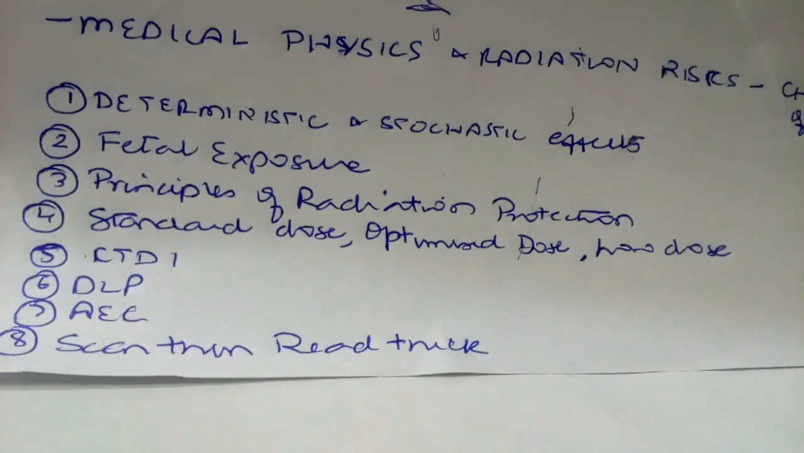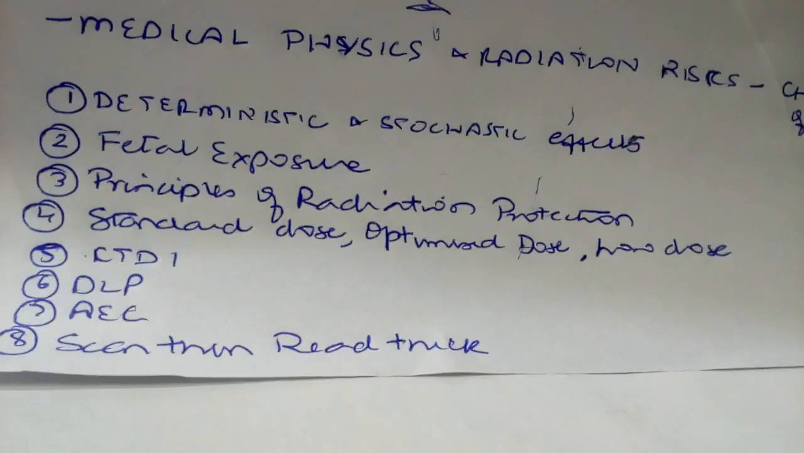Whereas stochastic effects are the ones which affect the DNA and cause a change over a period of time, depending on the dose. So as the dose increases, the stochastic effects increase. This is basically cancer, which occurs with the radiation risks. Fetal exposure. Now, what is the maximum amount of fetal exposure beyond which it can cause damage to the fetus? It is generally 100 milligray.